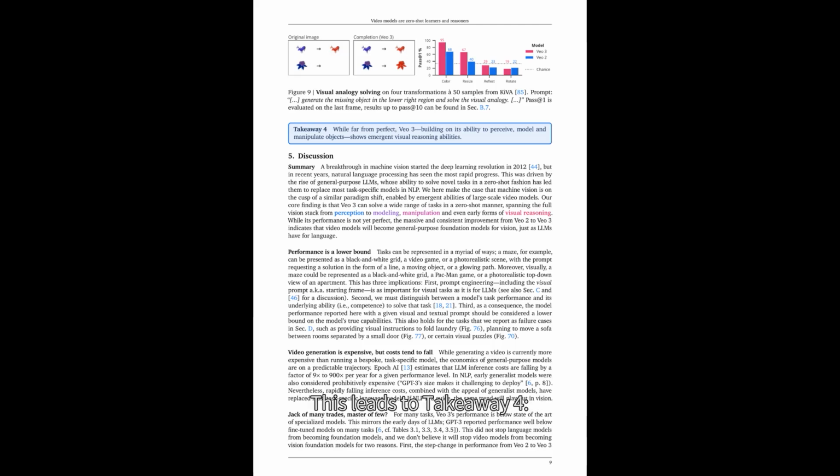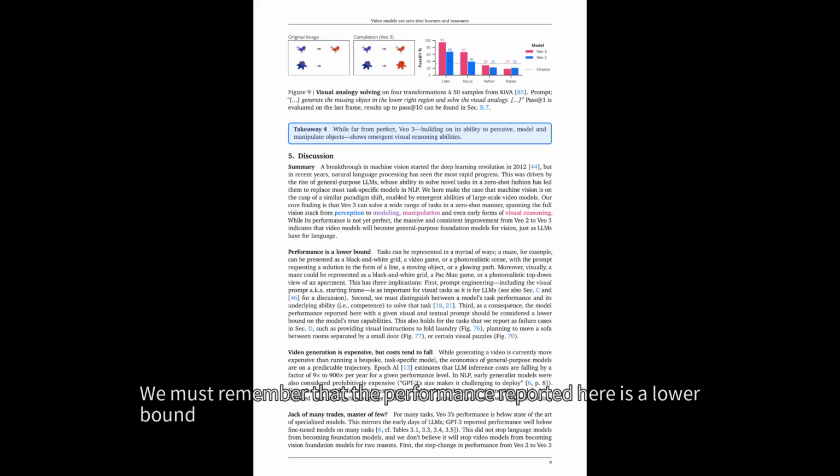This leads to takeaway 4. While far from perfect, VO3 shows emergent visual reasoning abilities built upon its capacity to perceive, model, and manipulate objects. In summary, our findings confirm that machine vision is on the cusp of a paradigm shift, mirroring the rise of LLMs. VO3 spans the full vision stack, from perception to visual reasoning.